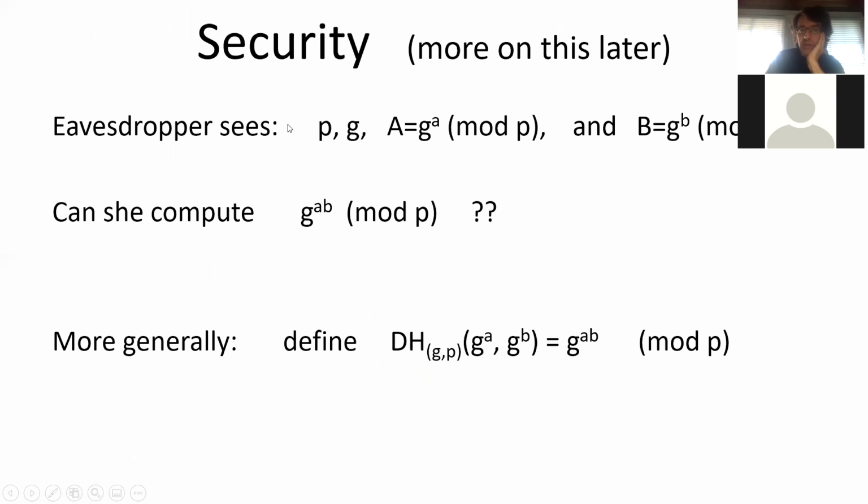Well, this is what an eavesdropper sees. He knows the prime modulus, he knows the generator, he can even get the factorization of p minus 1, so he verifies that this is a prime and this is indeed a generator. Then he sees 2 values, g to the a and g to the b, both mod p. And the question is, can the attacker, eavesdropper Eve, compute g to the ab?